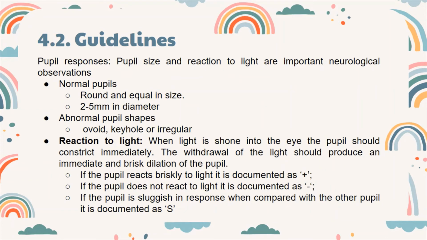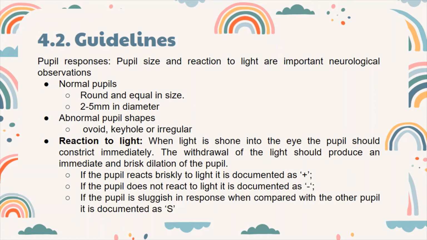For pupil responses, pupil size and reaction to light are important neurological observations. Normal pupils are round and equal in size. They are 2 to 5 mm in diameter. Abnormal pupil shapes include ovoid, keyhole, or irregular.